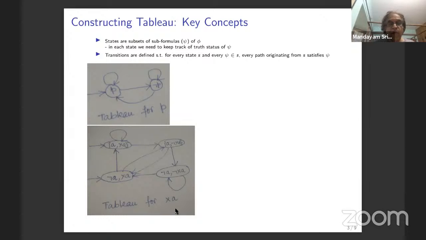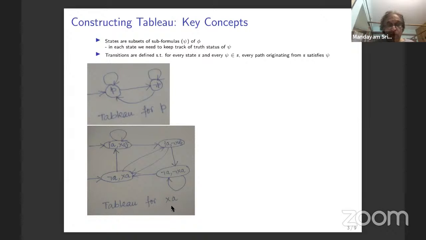Here's a tableau for X of A. So look at the states. There, the only subformula was P. And of course, you will have to consider P and not P also, as we will see, okay? So you'll have to keep track of both the subformulas and their negated versions.